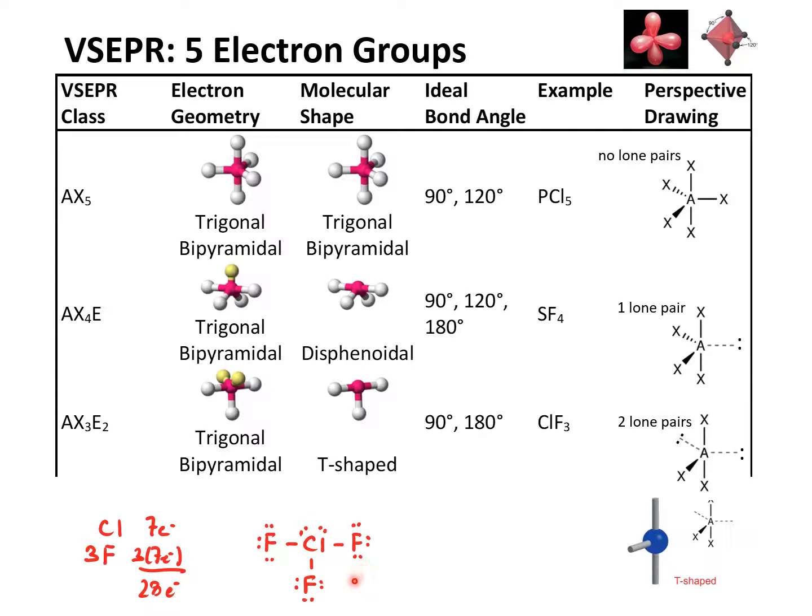Since we have 3 atoms connected to the central atom, you'll notice that the VSEPR class is AX3, and since we have 2 pairs of lone pair electrons, we also have E2. So the VSEPR class is AX3E2. And this gives us an electron geometry that is trigonal bipyramidal, since we have 5 pairs of electrons. But since 2 of those electron pairs are lone pairs, the shape of the molecule is T-shaped, and the bond angles are therefore 90 degrees and 180 degrees.